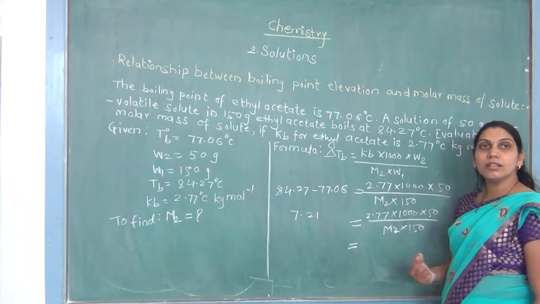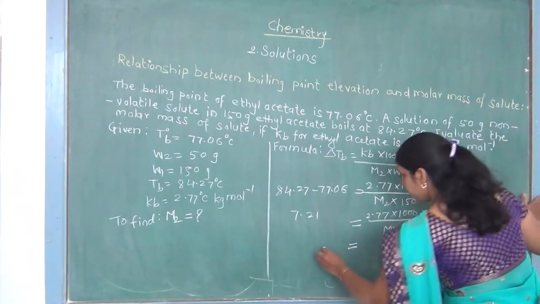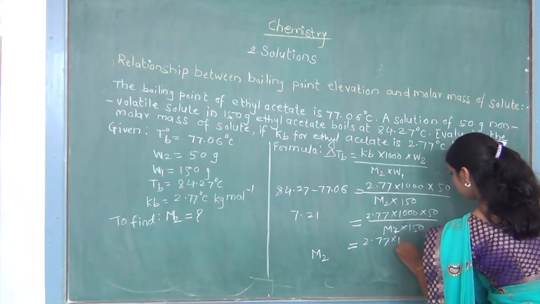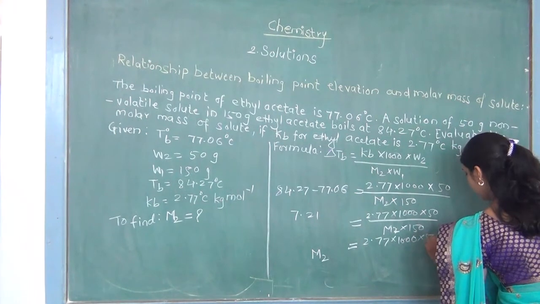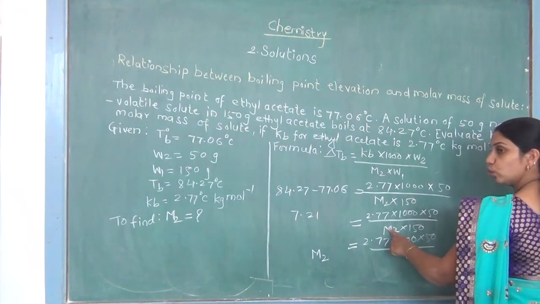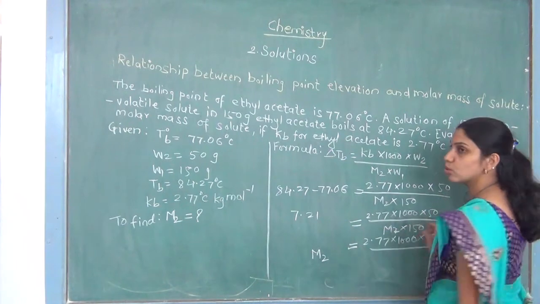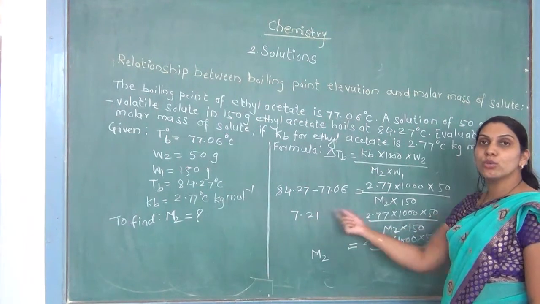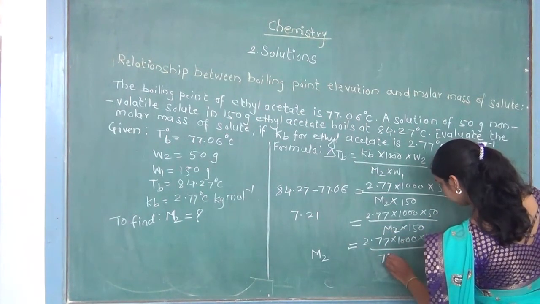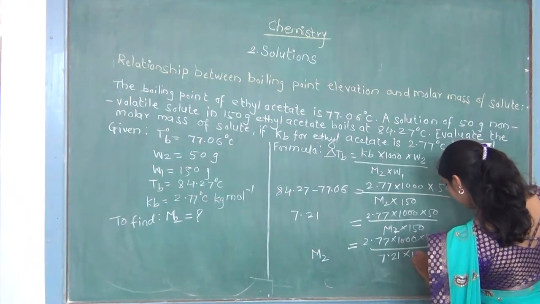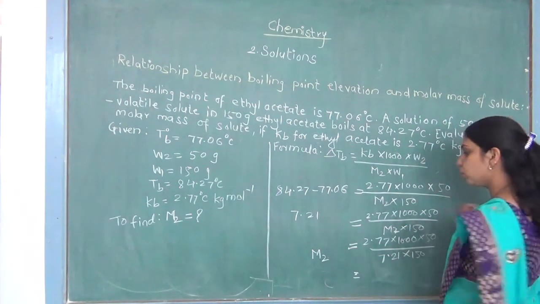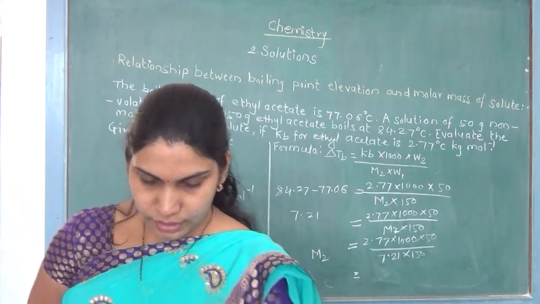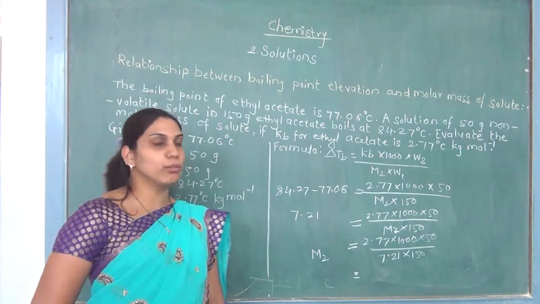Now we will rearrange this formula for M2. So for M2, what we get is 2.77 into 1000 into 50 divided by this M2. From the denominator side, M2 goes to the numerator side on the opposite side. This 7.21 comes into the denominator, multiplied by 150. If you solve this, you will get the answer for M2, that is 128 gram per mole.